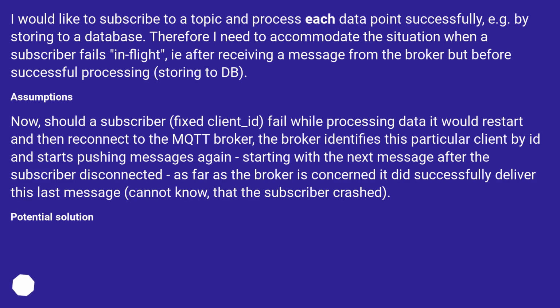Assumptions: should a subscriber, with a fixed client_id, fail while processing data, it would restart and then reconnect to the MQTT broker. The broker identifies this particular client by id and starts pushing messages again, starting with the next message after the subscriber disconnected. As far as the broker is concerned, it did successfully deliver this last message, and cannot know that the subscriber crashed.